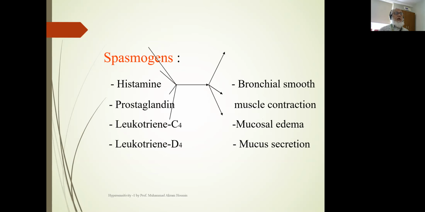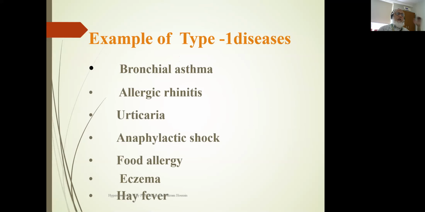So, histamine, prostaglandin, leukotriene C4, D4, all are known as spasmogens because they constrict bronchial smooth muscle, cause mucosal edema, and mucus secretion, resulting in some asthma-like symptoms. Let us see some diseases. We can give some examples of type 1 hypersensitive immediate disease. Bronchial asthma is the common example. Allergic rhinitis, urticaria, anaphylactic shock, food allergy, eczema, and hay fever.